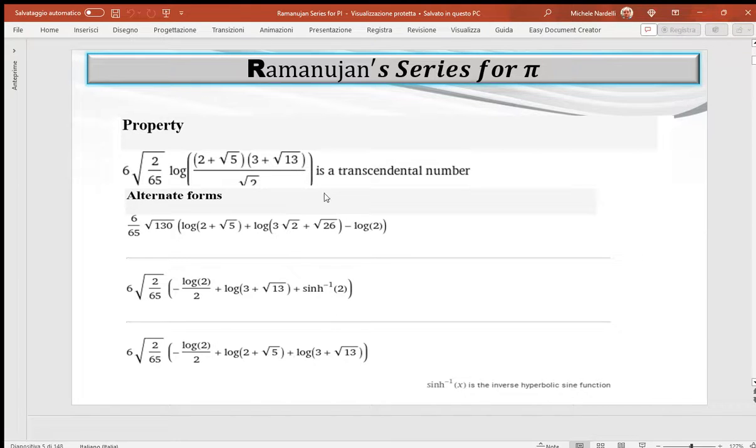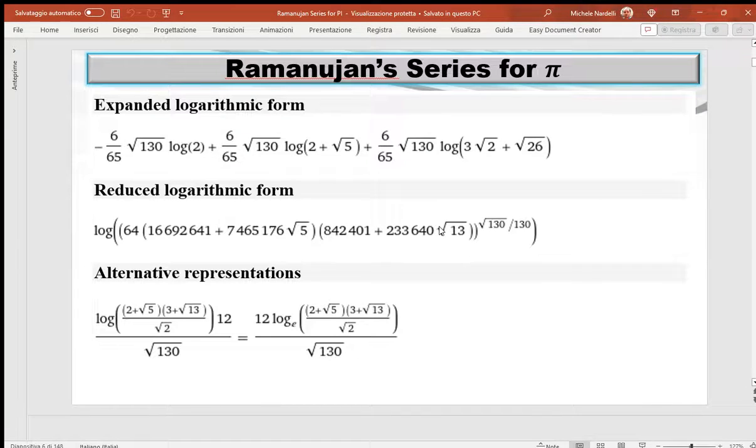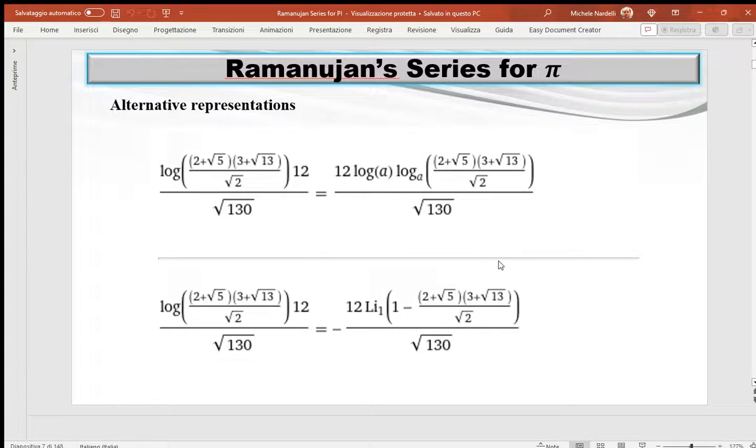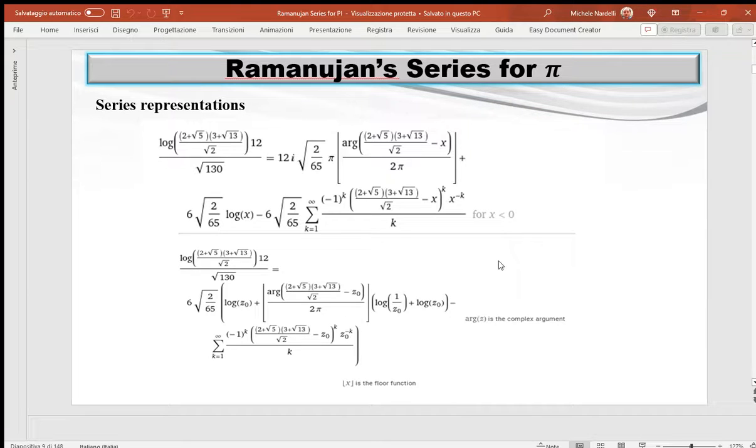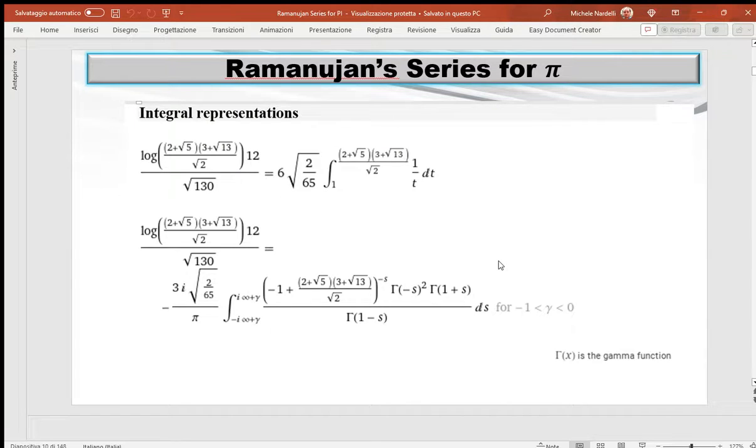That is, the result is a transcendental number, the alternate forms, the expanded logarithmic form, the reduced logarithmic form, the alternative representation, the series representation, the integral representation.